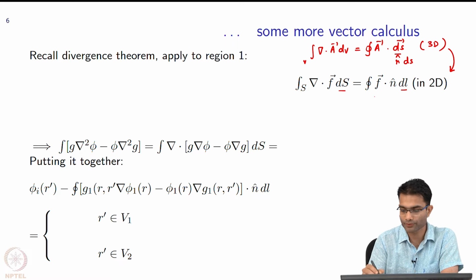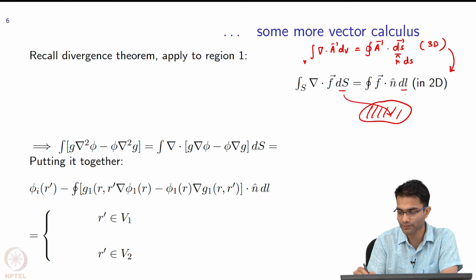in 2D. If you want to think of it as a surface, it is like this, some surface. The left hand side is being evaluated inside and the right hand side is being evaluated on the boundary. It is a contour integral.